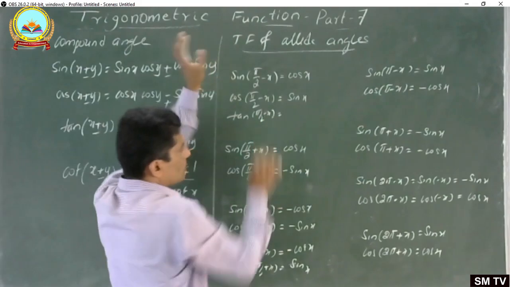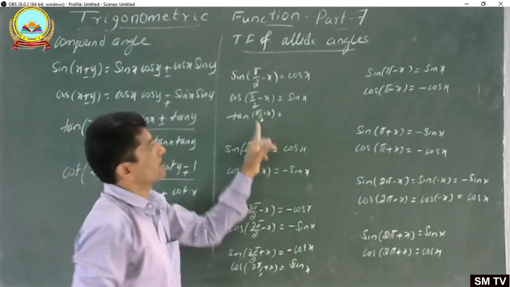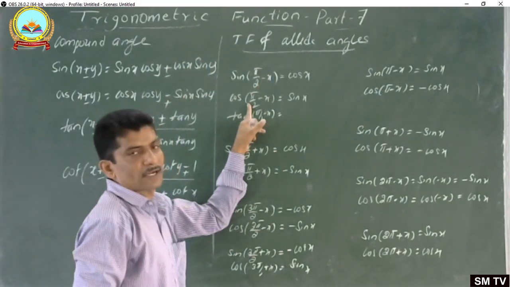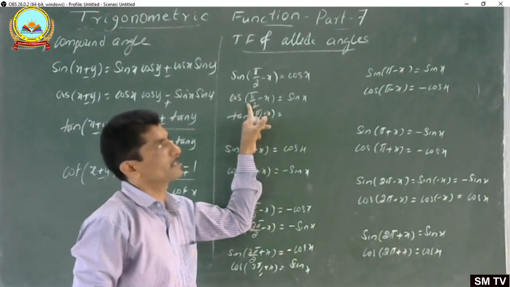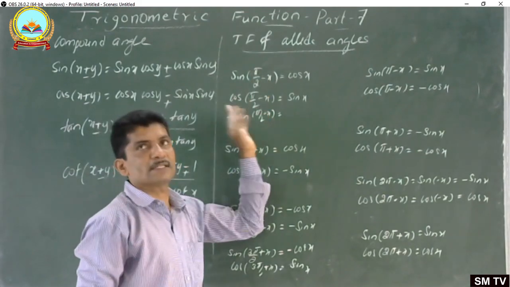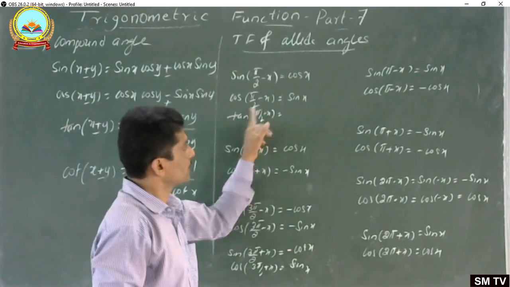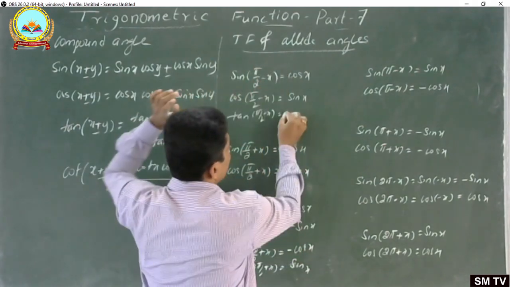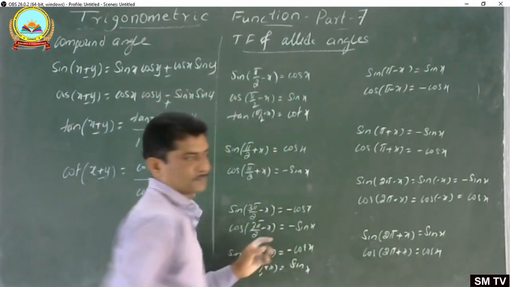With the help of this, we get the other trigonometric ratios. Here you know tan of pi by 2 minus x. What is the value of tan of pi by 2 minus x? Sin of pi by 2 minus x divided by cos of pi by 2 minus x means cos x by sin x. This value is cot x.